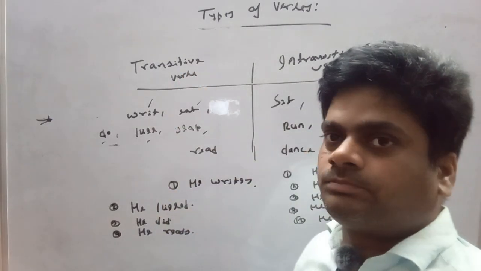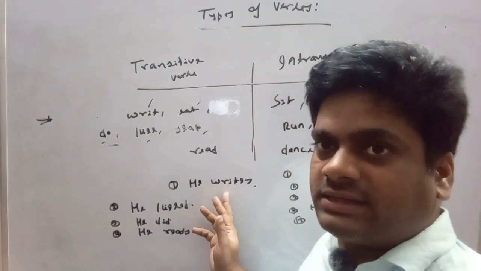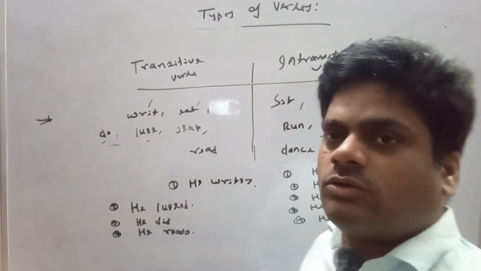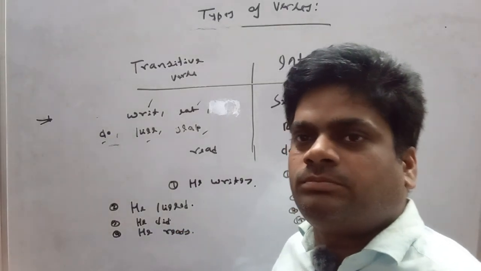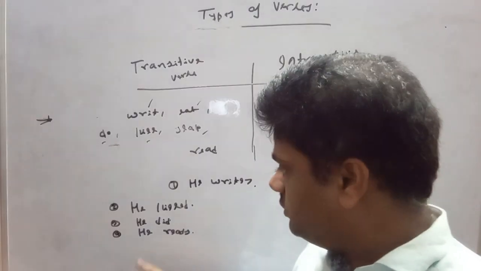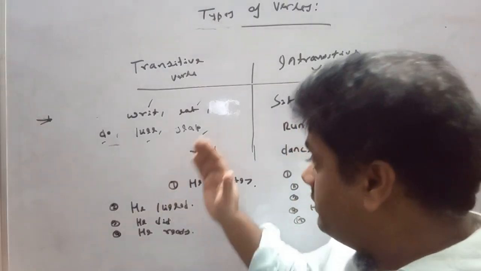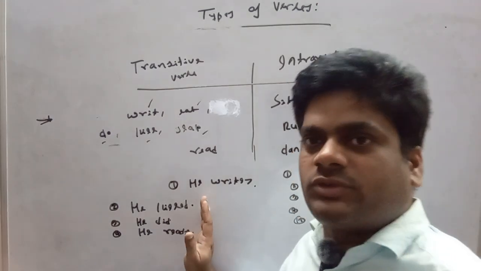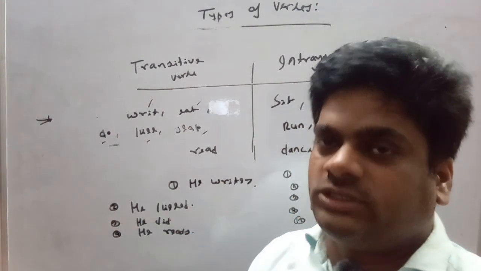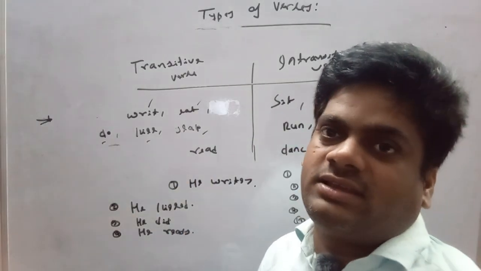But in the case of transitive verbs, he writes. What does he write? It needs an object, a letter or whatever, any object it may be. He killed. Whom did he kill? He did. What did he do? He reads. What does he read? So these types of verbs require an object, and in the lack of an object in a sentence, they cannot express their meaning clearly.